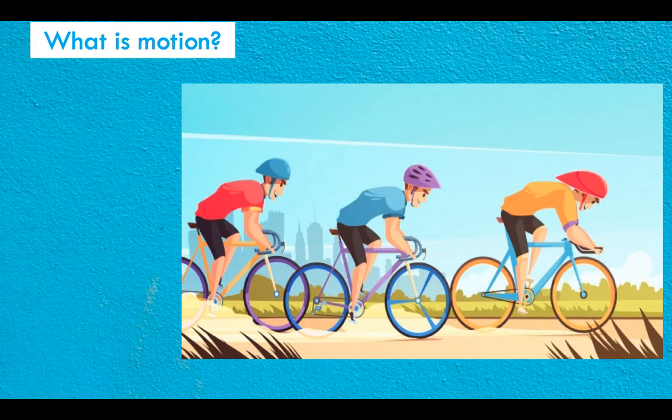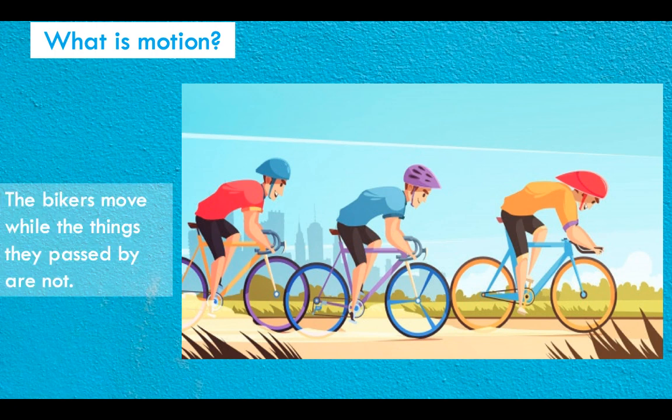To understand this concept better, let's take the following example. In this picture, the bikers are moving if you are going to compare them to the things they are passing by. In the same way, if you stop and observe the bikers moving away from you, you can say that they are in motion.